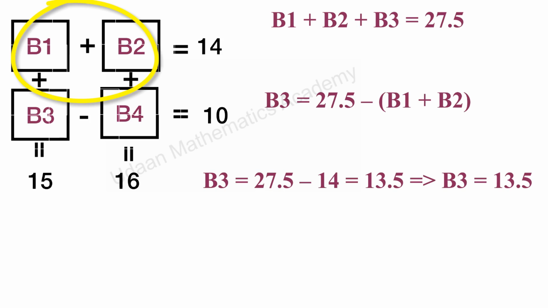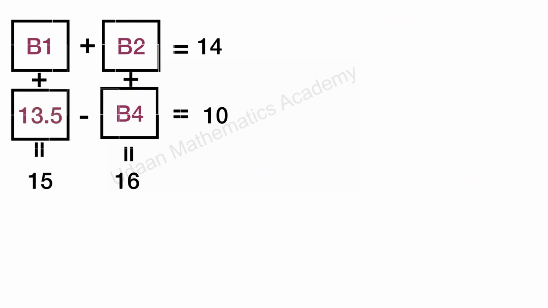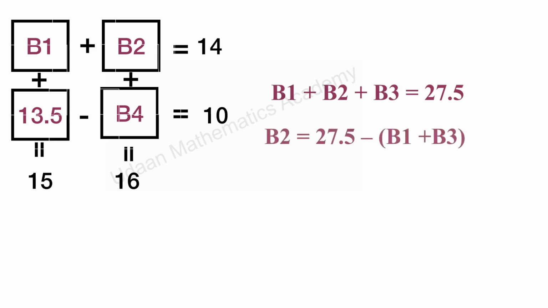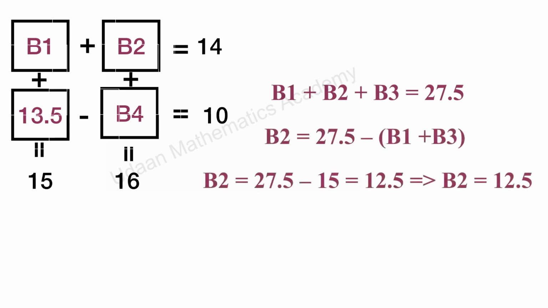13.5. Once we get the value of one variable, it becomes easy to solve for other variables. Now we know the value of B3 is 13.5. We will keep this B3 value in order to solve other variables. The original equation can also be written as B2 equals 27.5 minus (B1 plus B3). But we know B1 plus B3 is 15. Hence the value of B2 is 27.5 minus 15, which equals 12.5.